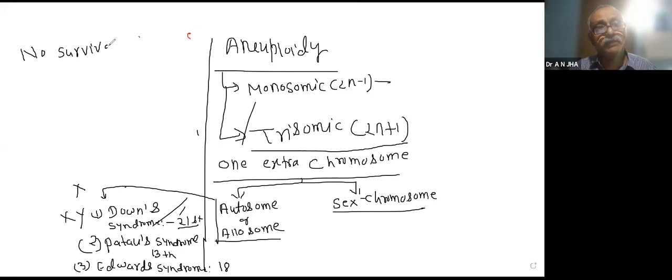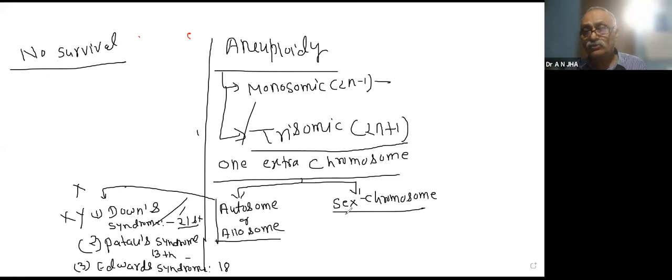So if there is no survival, how can you name the syndrome? Other than these, there is no survival, so there is no name. You can be asked, what could be the reason for Down syndrome? 21st extra, that is given in the objective. Patau syndrome, 13th extra. Edwards syndrome, 18th extra.